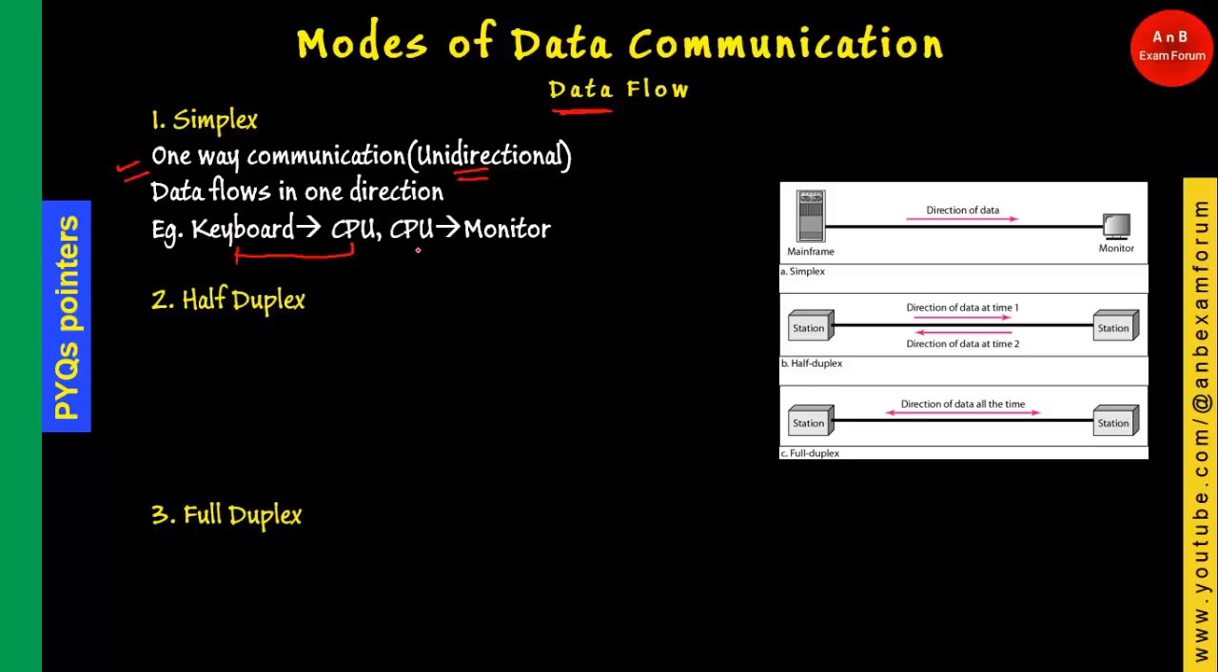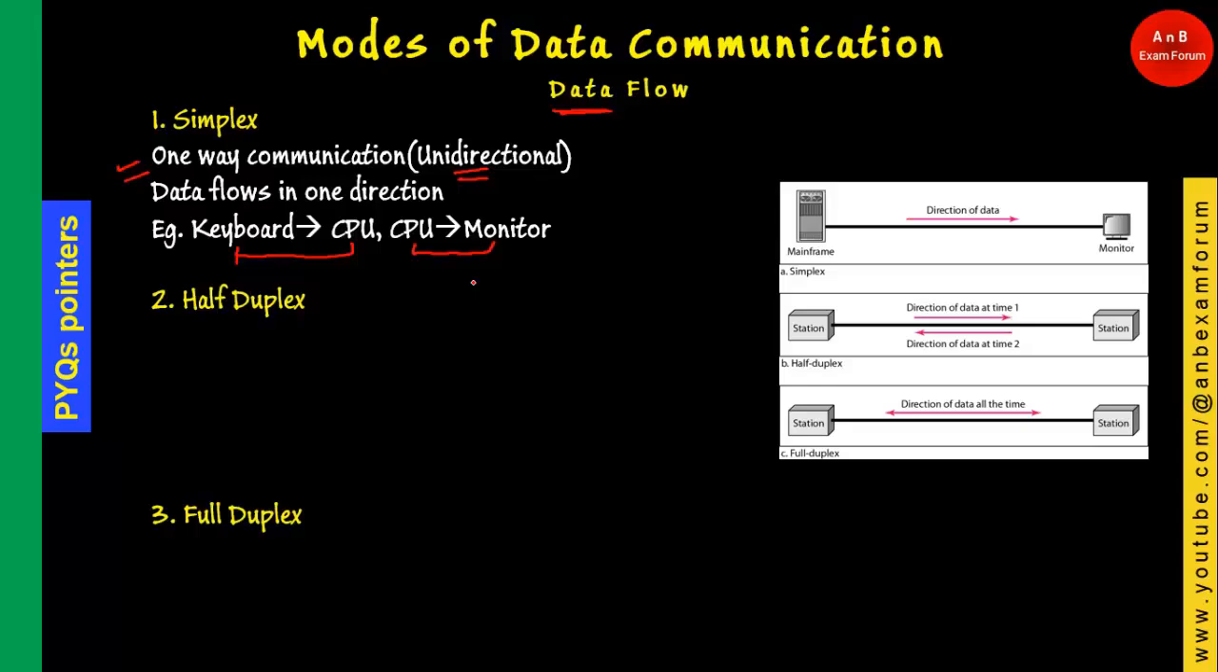Similarly, if we talk about CPU to monitor, the CPU is sending data to the monitor, but the monitor is not sending any data to the CPU, so it is only one direction. That means it is a simplex communication.